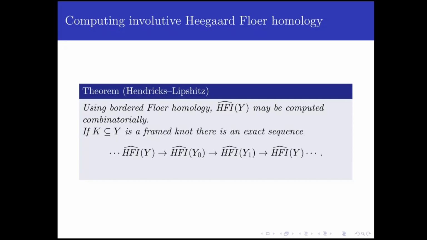If you have a framed knot in a 3-manifold, then there's an exact sequence relating HFI hat of Y, HFI hat of Y0, and HFI hat of Y1. And so this worked for any 3-manifold, but it only works for the hat version. The reason it only works for the hat version is because that's all that bordered Floer homology is currently computed for. But it does give a complete computation in that case. That's algorithmic. And it's been used to compute families of involutive Heegaard Floer homology.